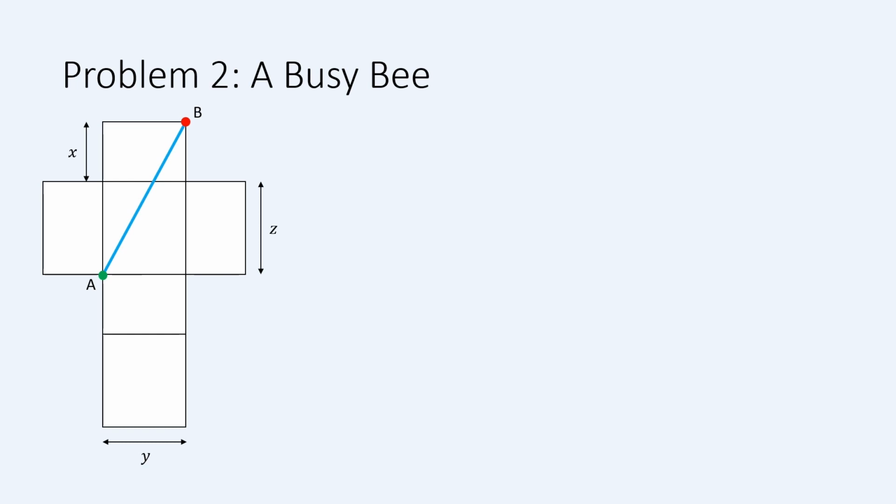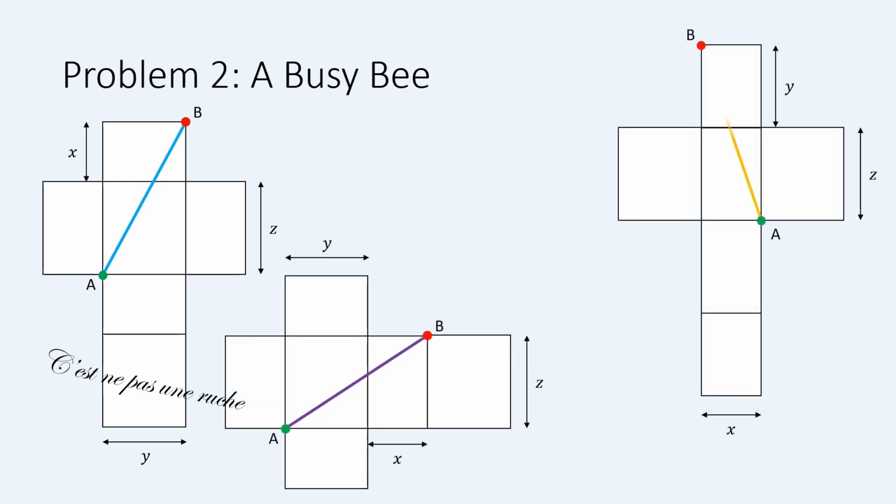But this is where we need to be wary of the treachery of images. There are, in fact, 3 different ways we could have drawn the net, and each way gives us a different path with a different length. We can compute the lengths of these paths using Pythagoras' theorem. Together with our convention that x is less than or equal to y, which is less than or equal to z, you can easily check that the shortest path is actually the one in the middle.